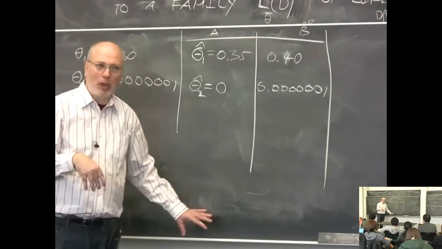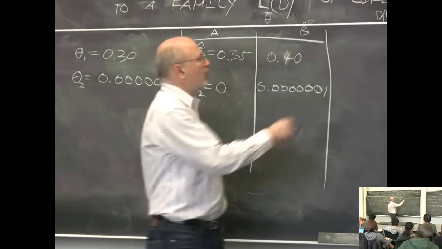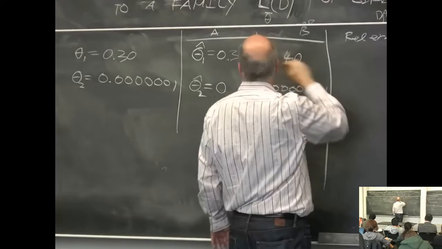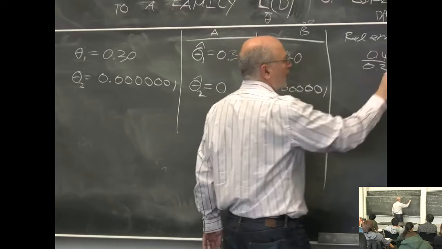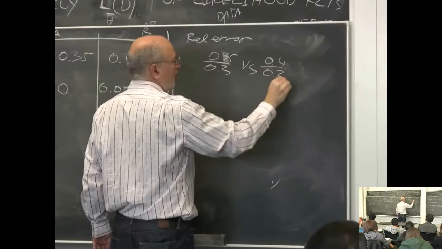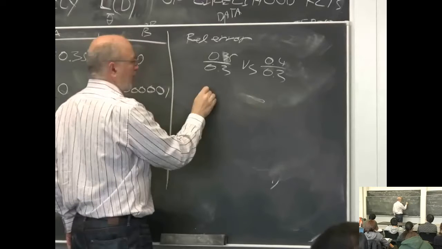So the mean squared measure will prefer estimator A. We, in language technology, would usually prefer estimator B, because what we care about is the relative error, which here would be 0.35 over 0.3 versus 0.4 over 0.3, which is not that big of a difference. Here, of course, one of them would be infinite. This one would be infinite.